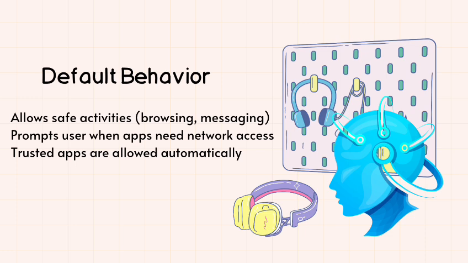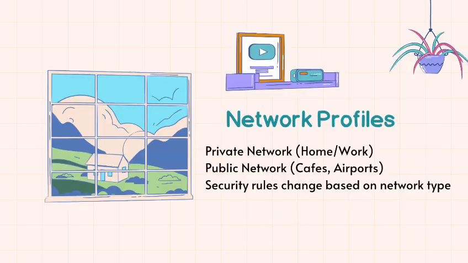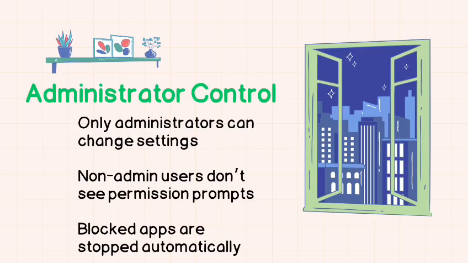By default, Windows Firewall allows safe activities like browsing the internet, using messaging apps, or sharing files on trusted networks. If a program needs network access and does not have permission, Windows shows a security alert asking whether you want to allow or block it. Only administrators can make these decisions.